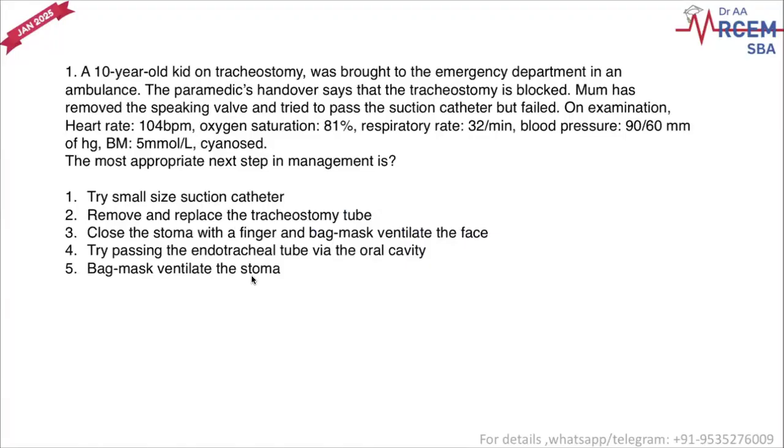A 10-year-old kid on tracheostomy was brought to the emergency department in an ambulance. The paramedics handover says that the tracheostomy is blocked. Mom has removed the speaking valve and tried to pass a suction catheter, but failed. On examination, the heart rate is slightly higher, saturation is lower, respiratory rate is high, BP is lower. He's cyanosed also. What is the next step?